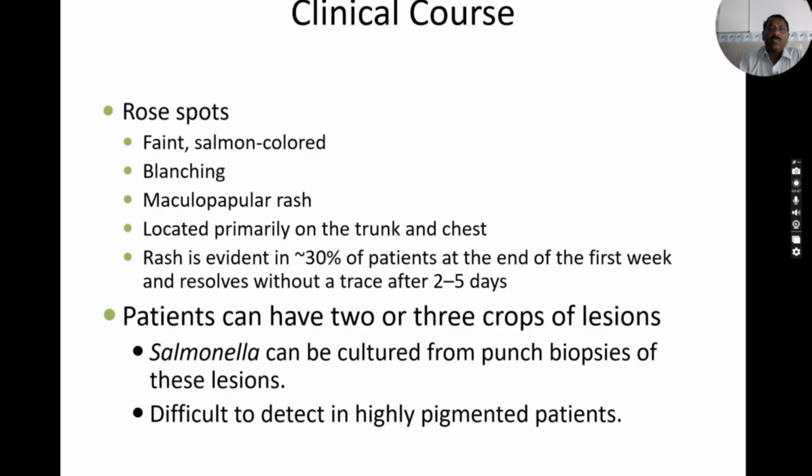So these rose spots are a faint, salmon colored, blanching, maculopapular rash, located primarily on the trunk and the chest. The rash is evident in 30% of the patients at the end of the first week and resolves without a trace after 2 to 5 days. So mostly it appears at the end of the first week and maybe by the mid second week they resolve.